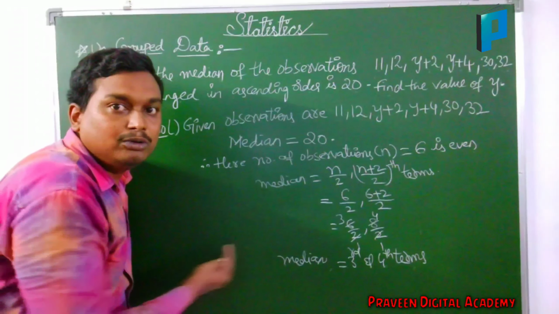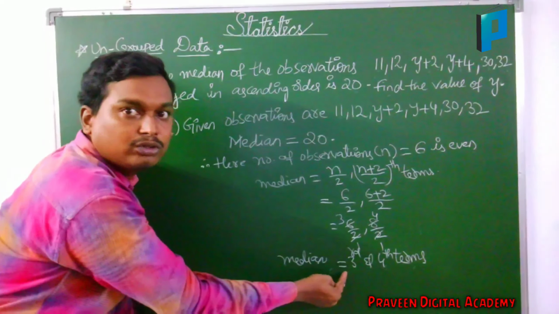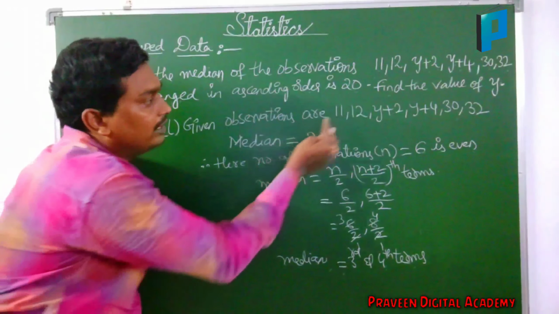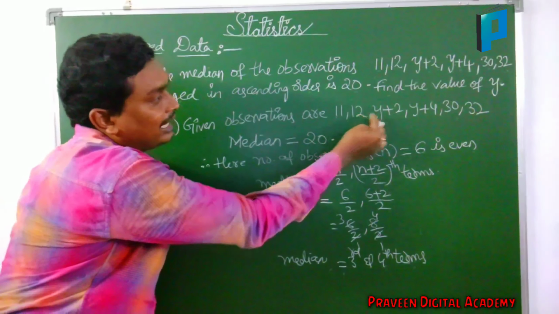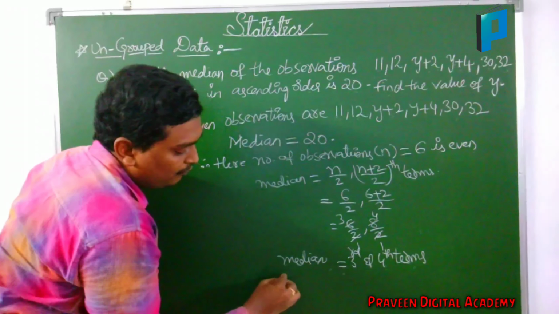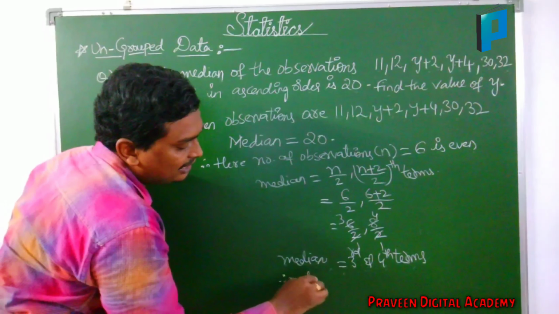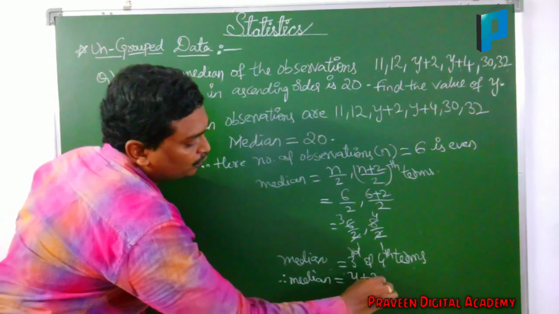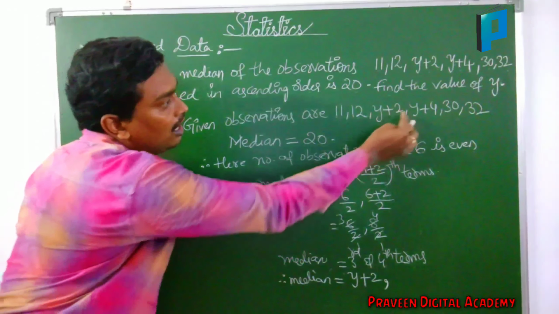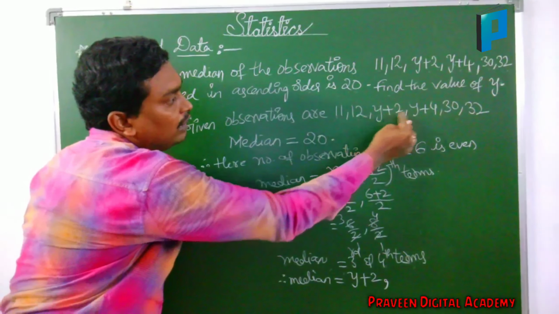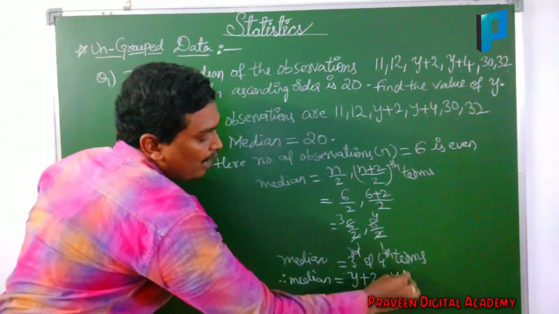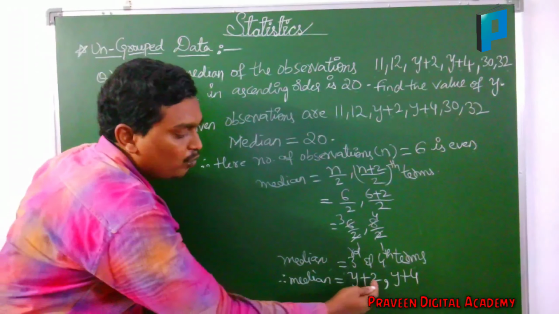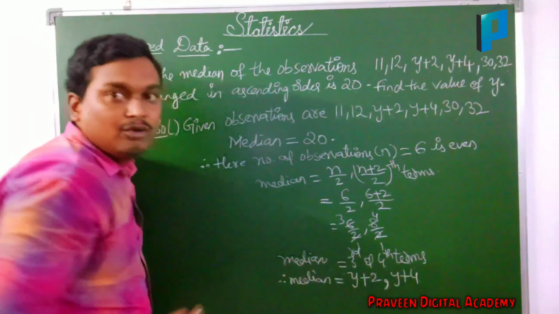Here, you have to see the third and fourth term in the ascending order. What is the third term? First, second, third term. Therefore, median is equal to y plus 2 comma fourth term. 1, 2, 3, fourth term is y plus 4. And we got here median is equal to y plus 2, y plus 4.